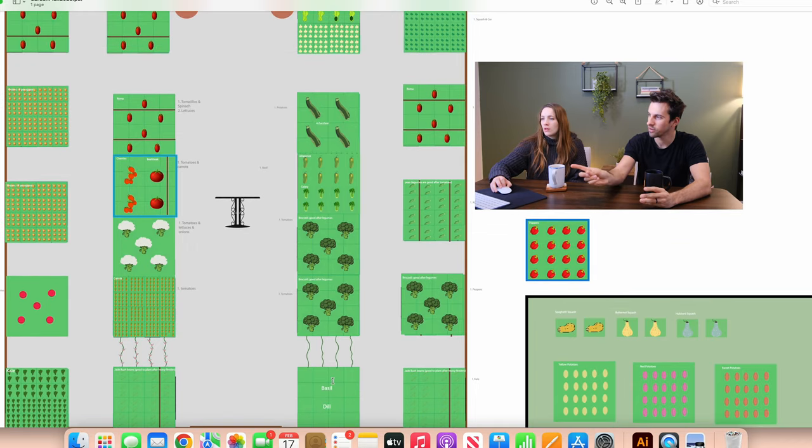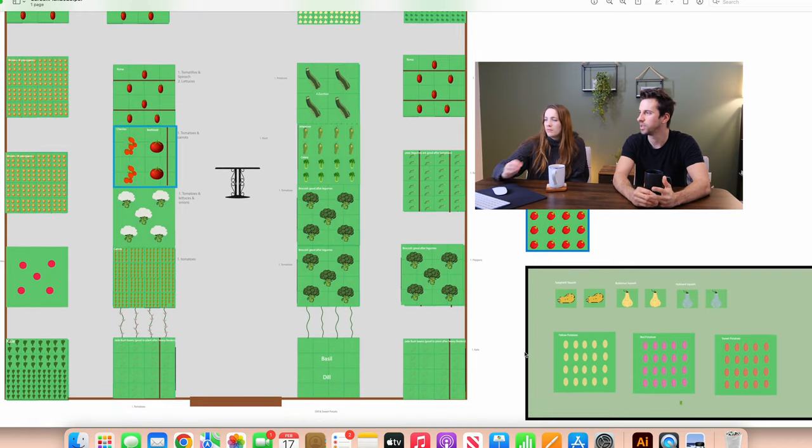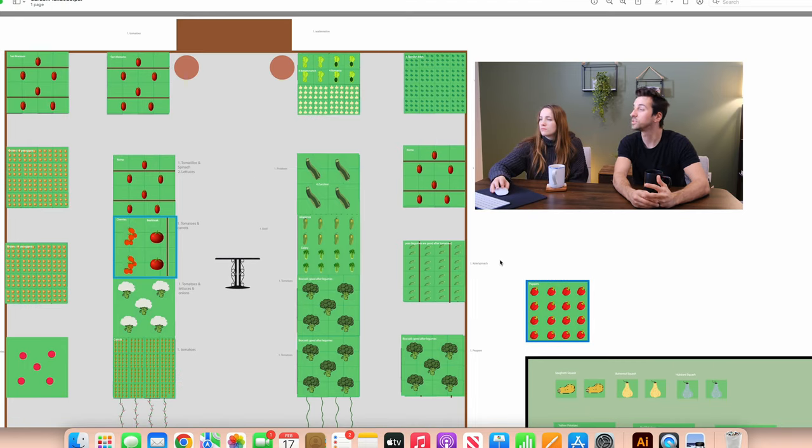Let's see. We have another bush bean there and broccoli and snap peas. Snap peas, they're good. I like them.